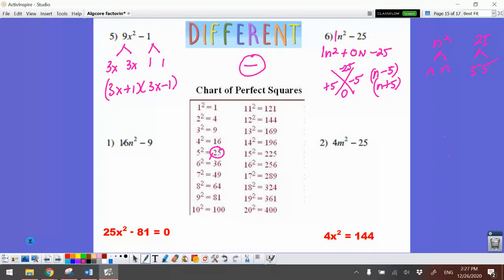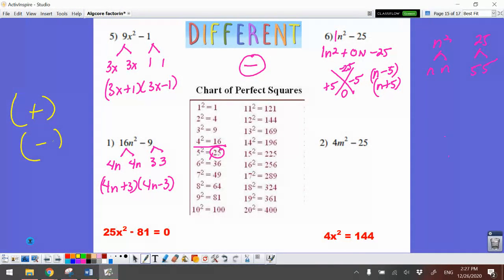Okay, so what about 16n squared minus 9? Well, 16, I see it's right here. It's got a base of 4. So this is a 4n and a 4n, and 9 is 3 and 3. So again, 4n plus 3 and 4n minus 3. Remember, these factor into a plus and a minus. That's the only way that I can get a 0. A plus and a minus.